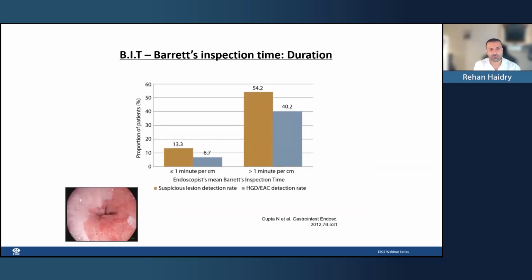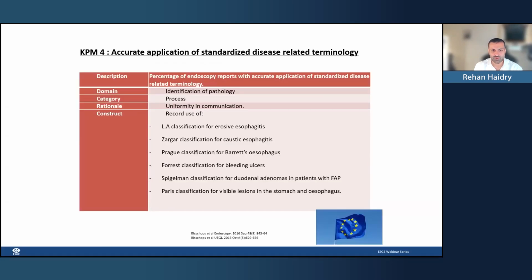We also know that if you take longer inspecting a Barrett segment, you will pick up more dysplasia. This is a common mistake. We know from this rather elegant study from Prateek Sharma and his group in Kansas that for every minute that you spend looking at 1 centimeter of Barrett's esophagus, you increase your dysplasia yield. So take your time, especially in patients with known pathology. Make sure that you factor in the time in your endoscopy list and your clinic time to be able to administer the correct duration.